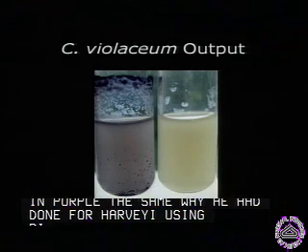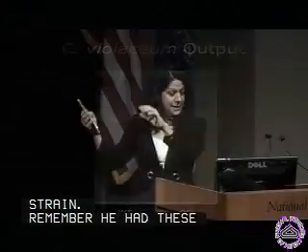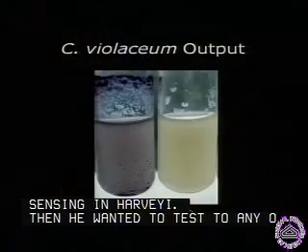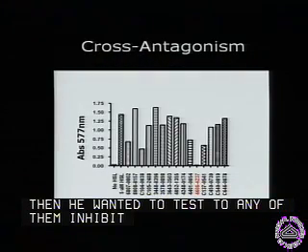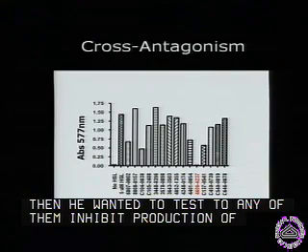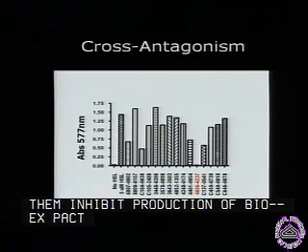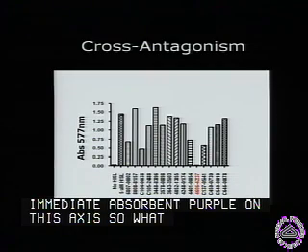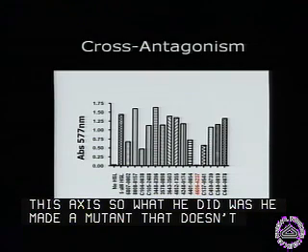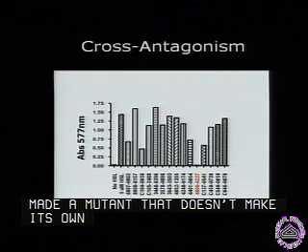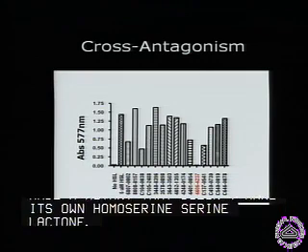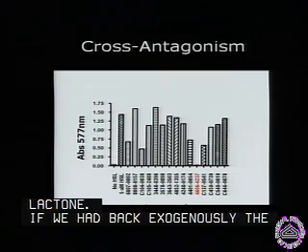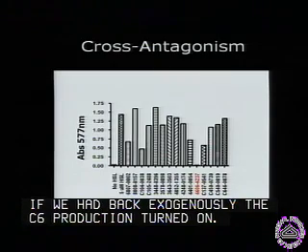And so remember, he had these 15 molecules that inhibited quorum sensing in Vibrio harveyi. And then he wanted to test, do any of them inhibit production of violacein? And so that's shown on this slide. We can just extract that purple pigment and read its absorbance. So this is purple on this axis. What he did was he made a mutant that doesn't make its own homoserine lactone. So there's no signal there. So of course, this makes no purple pigment. If we add back exogenously the C6 homoserine lactone, violacein production turns on. That's just quorum sensing. And then one by one, he tried his different molecules.